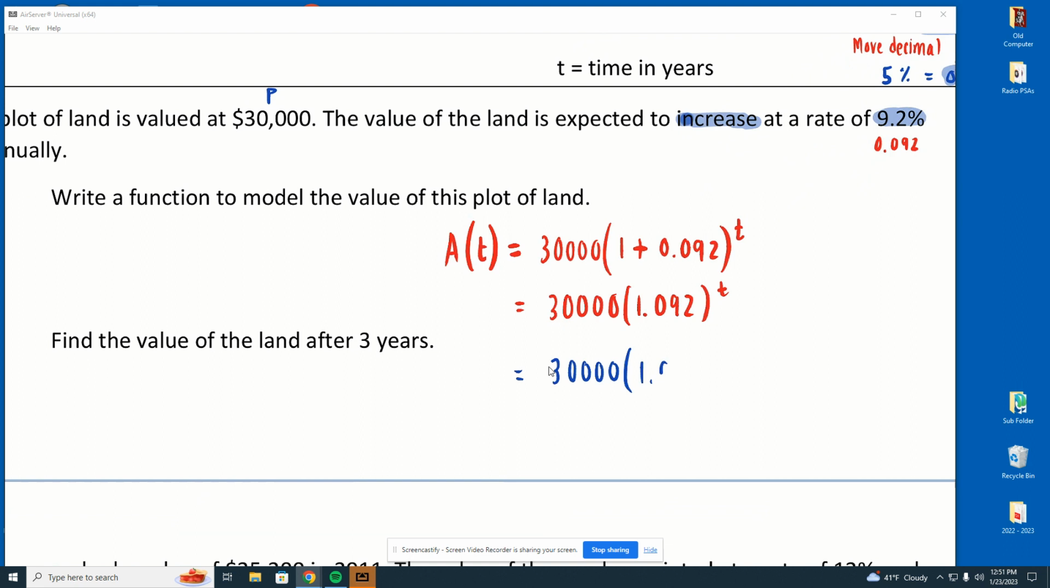30,000 times 1.092 raised to the third power. So 30,000, type it in, times 1.092 raised to the third power gives you what amount? How much is that thing worth after 3 years? 39,000. And since this is money, I usually do change. So that would be 12 cents. Okay? Questions about that?